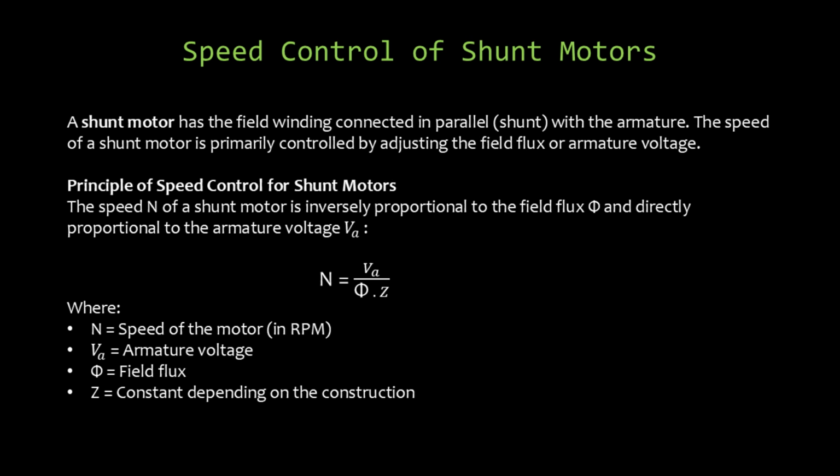Shunt motors have field windings connected in parallel with the armature. Their speed is controlled by adjusting field flux or armature voltage. The speed equation shows that motor speed is inversely proportional to field flux and directly proportional to armature voltage. This means reducing field current increases speed, while increasing field current decreases speed. Multiple methods like flux control, rheostatic control, and voltage control can be employed.